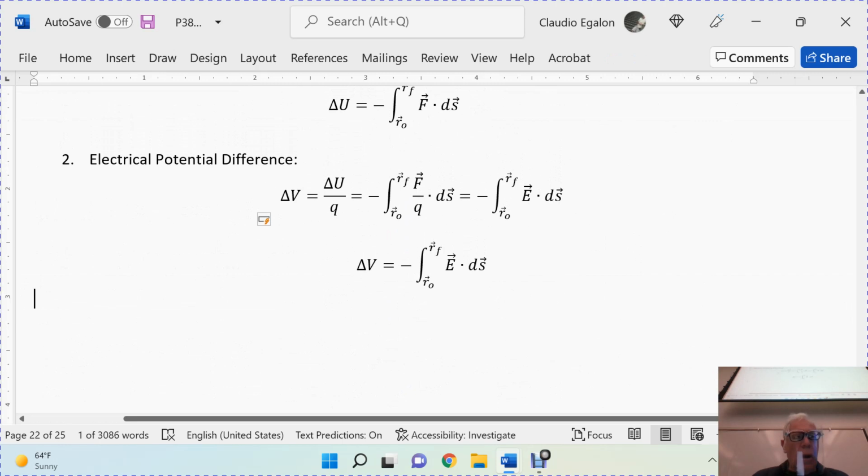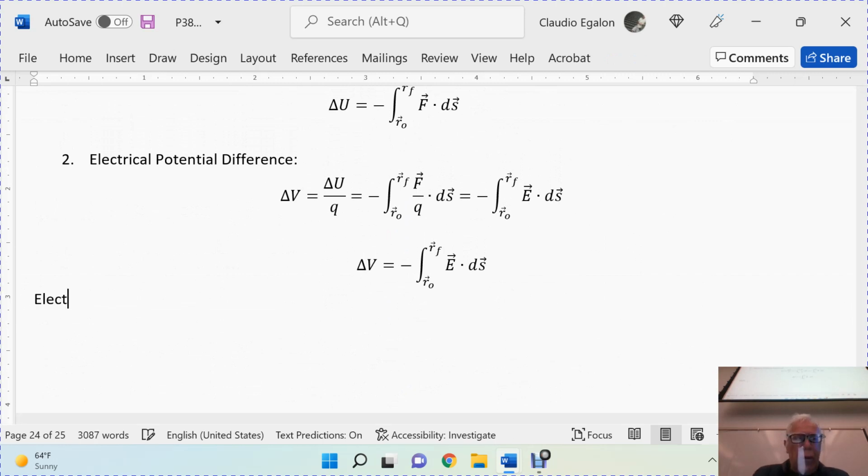But let's do that now. Let's do the electric potential of a dipole distribution. And we've got to come up with an illustration as well.